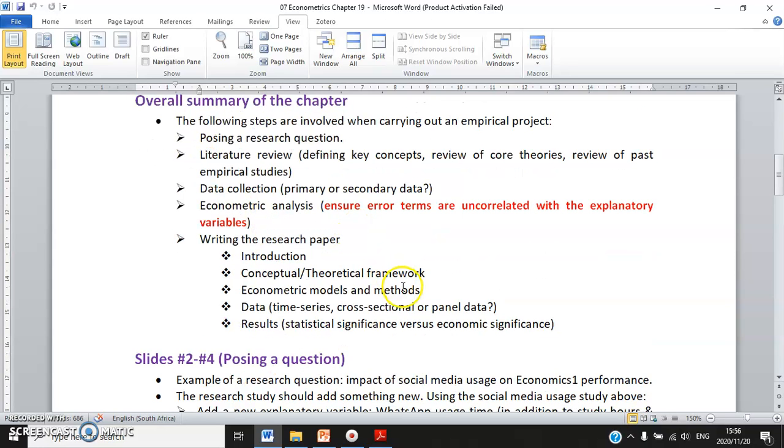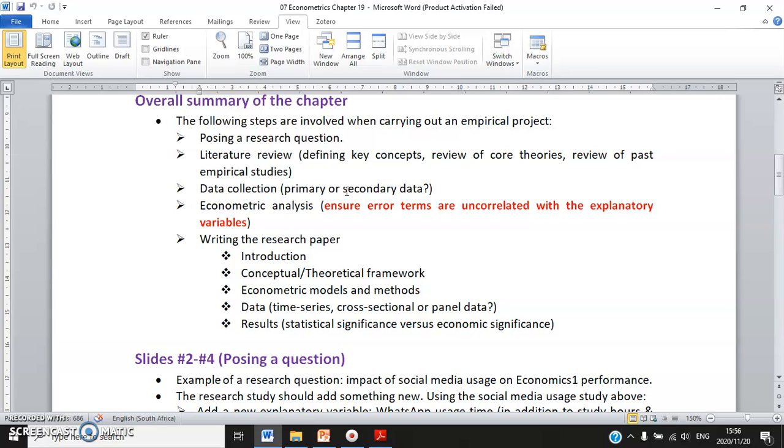Data collection, primary or secondary data. At honors level, I don't expect you to collect primary data. It's too much for honors students. Primary data means you conduct some field trip, you interview people to collect data. So at honors level, you are rather expected to use secondary data.